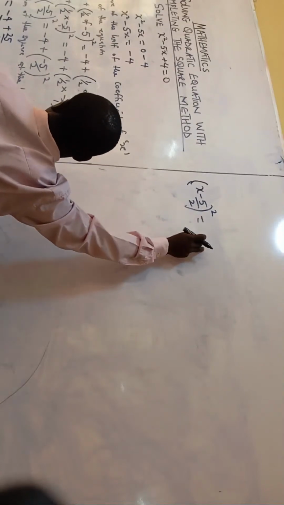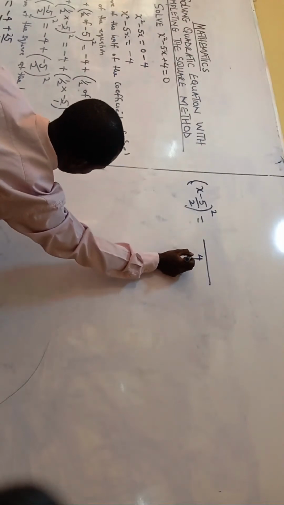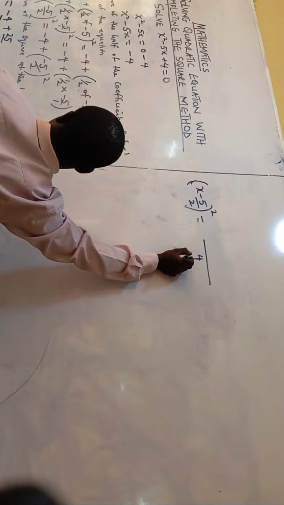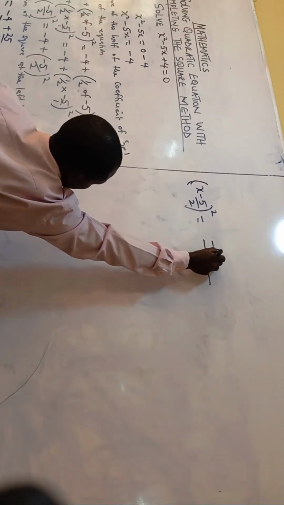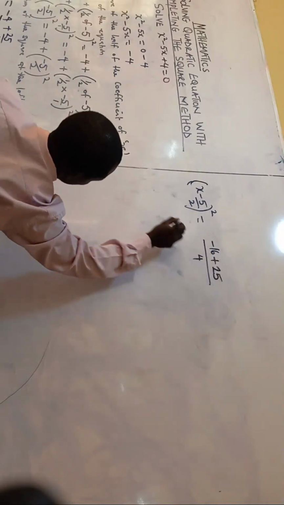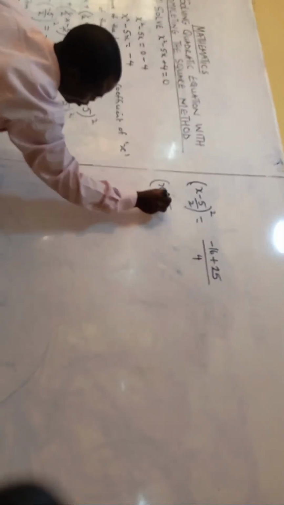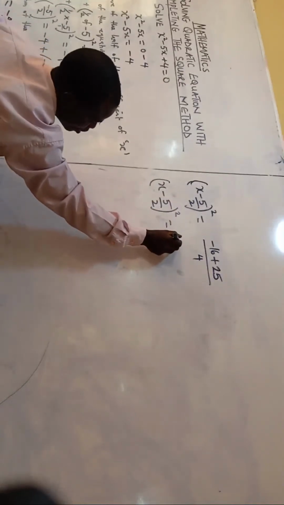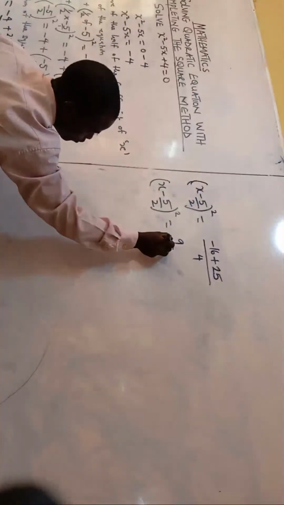Let's find the LCM. LCM is what? 4. 1 goes in 4. 4 times minus 4 is minus 16, plus 4 goes in 4, 1 times 25, 25. You now have x minus 5 over 2 bracket squared equals minus 16 plus 25, that's 9 over 4.